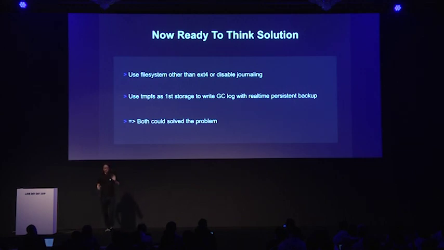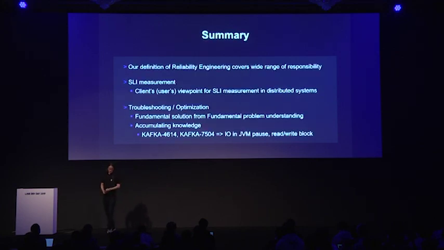So now we have a clear picture of the problem, and we're ready to consider a solution. Once we know the problem, the solution is quite simple. There were two options. First, we can leverage a file system other than ext4 or disable journaling. The other method is to use tmpfs, which is the in-memory file system, and we can use that as the first storage to temporarily write logs and then provide backup in real time. These are the two methods. Both of these solutions were tested and proven to solve the issue, and were then applied to our production environment.